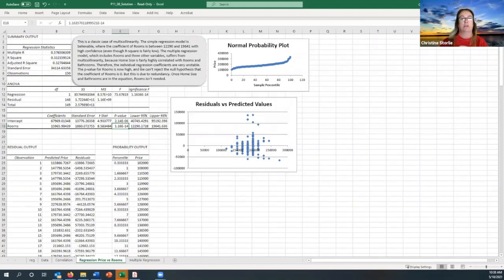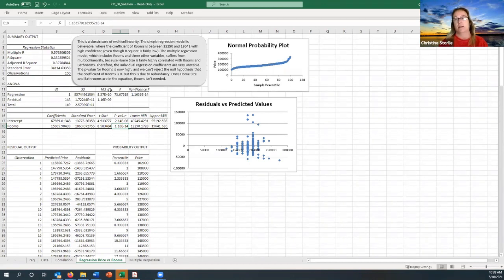The simple regression model is believable. The coefficient of rooms is between, well, it doesn't matter what the confidence interval is. I hate that this book focuses on confidence intervals. The p-value is very small, so it's a significant predictor. However, in the multiple regression model, rooms and the other three variables have multicollinearity occurring, and so the multiple regression ends up having rooms not be a significant predictor.